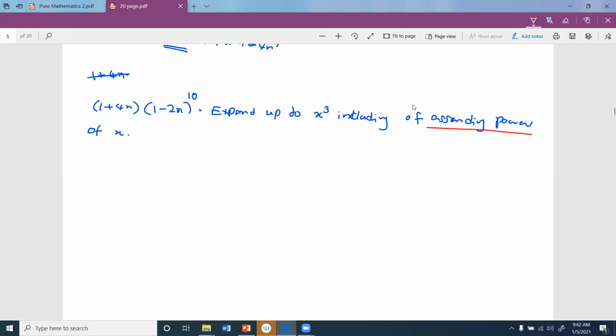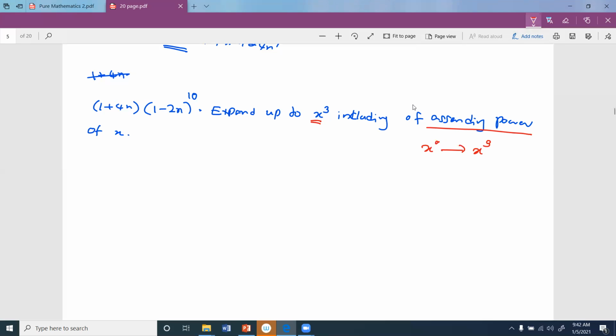Ascending power of x means the power of x should be increased in this expression. That means start with x to the power 0 and go up to x to the power 3. That's what they want to understand in this question. So when you're writing this expansion, you write it up to x to the power 3, starting from x to the power 0. That is called the ascending power of x. The x power should be increased, right?